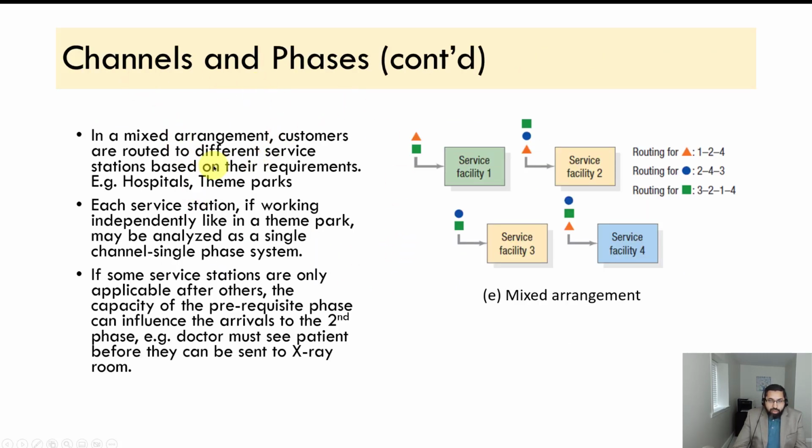Then you could have a very complicated system where you have different types of customers that queue at different facilities, and then from different facilities they could go to different other facilities. So you have many channels and many phases. A good example would be something like a hospital with many departments, like a very large hospital which does treatments for many different things.